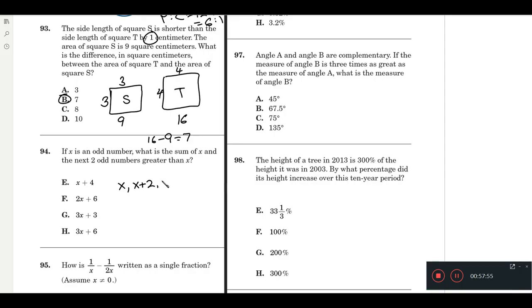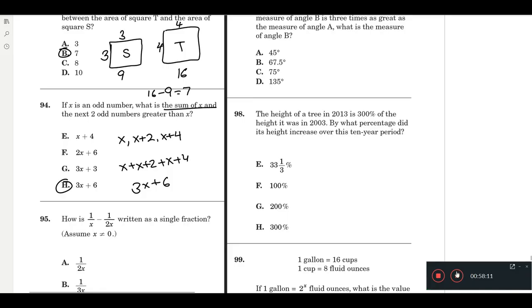Plus 2. And the next one will be x plus 4. Now they ask, what is the sum of them? Of the next 2. So you add them. So x plus 2 plus x plus 4. That's 3x plus 6. You guys get it?